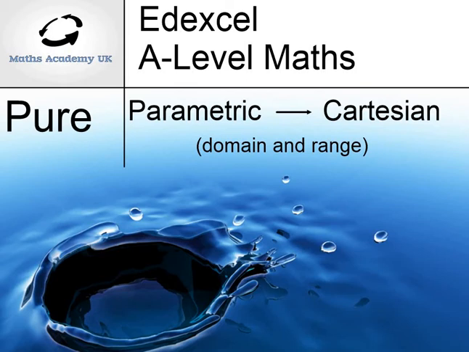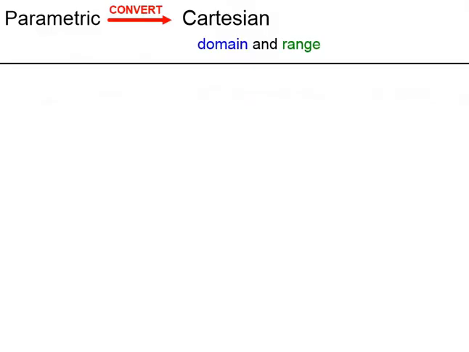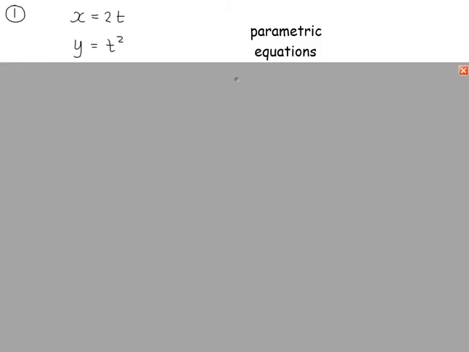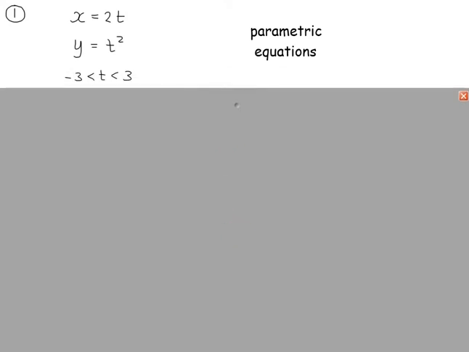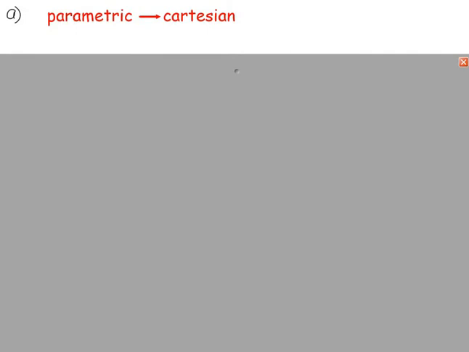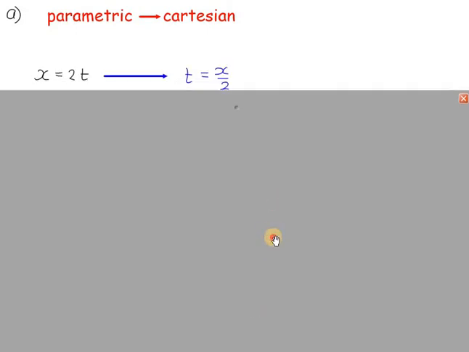Converting parametric equations to their Cartesian form and then working out the domain and range. Example 1. We have parametric equations that define a curve for values of t between -3 and 3. So we want to convert from parametric to Cartesian form.